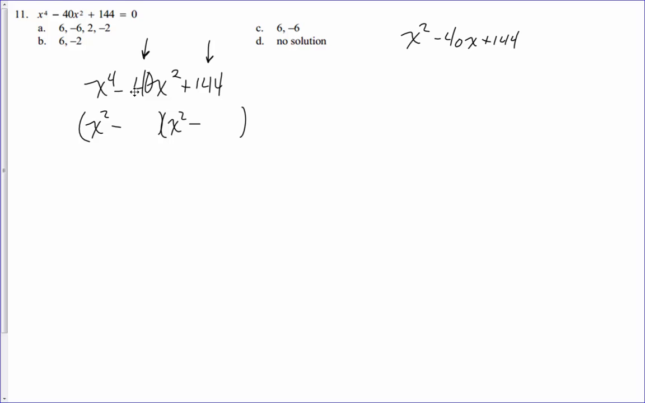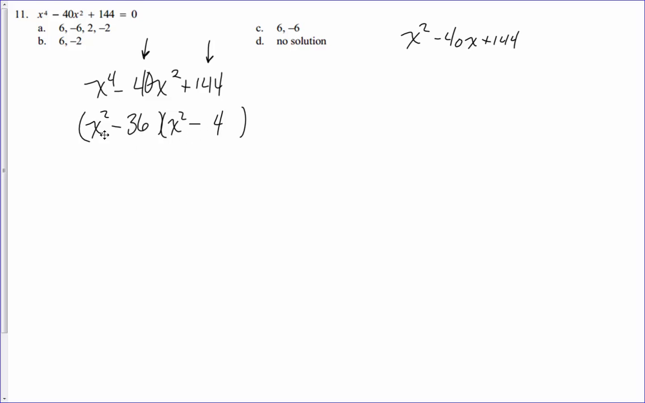We know 36 times 4 is 144, and 36 plus 4 is 40. So it's going to be 36 and 4. Because, like I said with the previous one, 36 times 4 is 144. 36 plus 4 is 40. And we already figured out the signs, so we know the signs are right because this positive here means both signs are the same. This negative here means they're both negative.